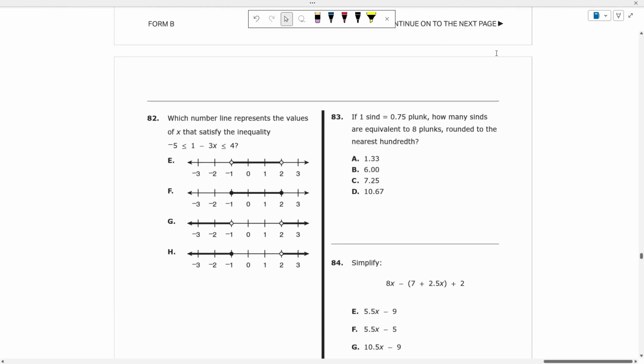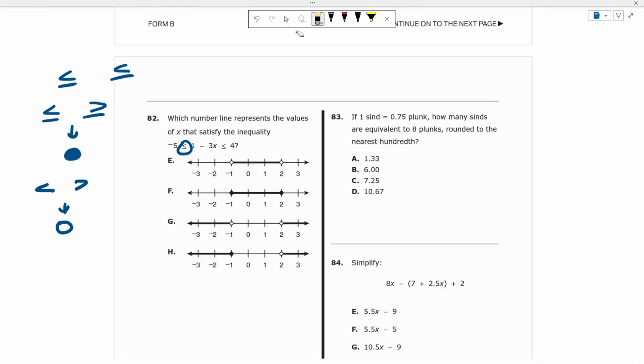Moving on to number 82, it says which number set represents the values of x that satisfy the inequality. So straight off the bat, you can see that you have greater than or equal to signs. And whenever you want to represent an inequality within a number line, a greater than or equal to sign, no matter the direction, is always going to equal a shaded in dot. 100% of the time. Now, a regular greater than or less than sign without the equal sign is always going to be an unshaded dot. So just by looking at this, I could automatically eliminate choices E, G, and H because all of them have unfilled dots, which leaves us with the correct answer, F.